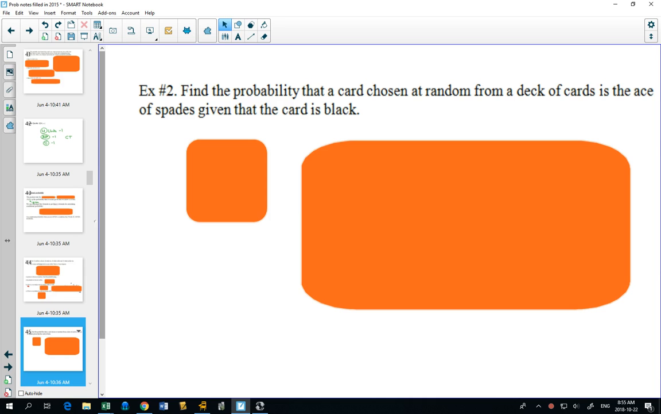Find the probability that a card chosen at random from a deck of cards is the ace of spades, given that the card is black. So again, we're given some information. How does that reduce our sample space? It reduces it to 26 right away. It used to be 52 cards, but you're told that it's a black card. So now you know it's 1 out of 26 cards. How many aces of spades are out of those 26? Just one. So boom. Again, we can think about this logically and come up with 1 out of 26.